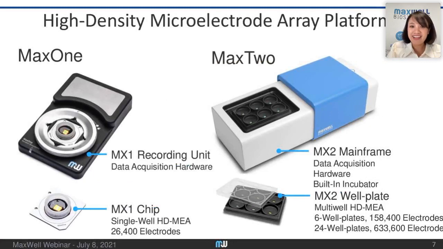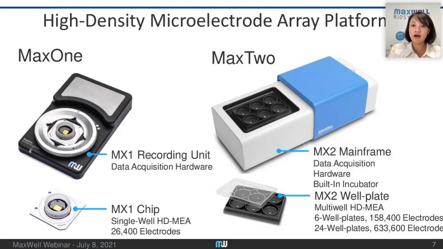So what are our high-density microelectrode array platforms? We have two. The first one is called Max1, the second one is called Max2. So for Max1, it's a single HDMEA system wherein we have a single chip with 26,400 electrodes in total. I will tell you more about the sensor, the chip later. So we have a recording unit which is very small that can fit inside of the incubator, and then you can keep recording your activity inside of your main incubator.